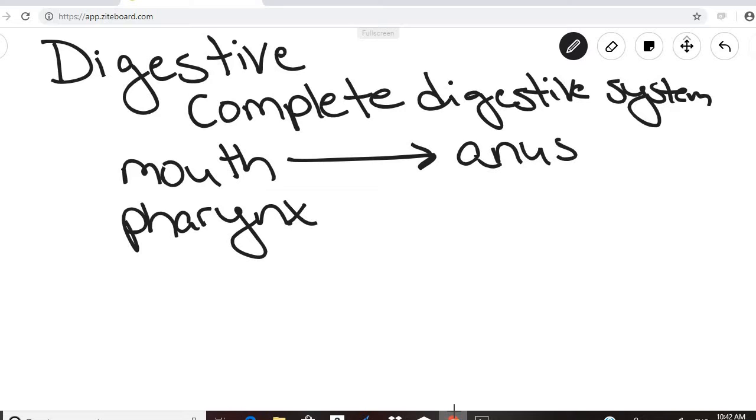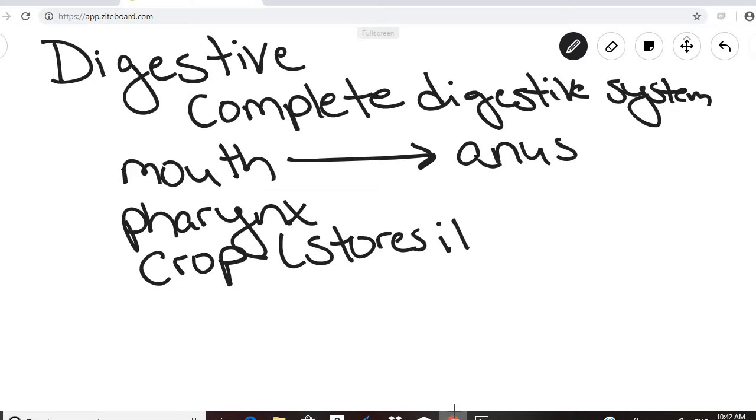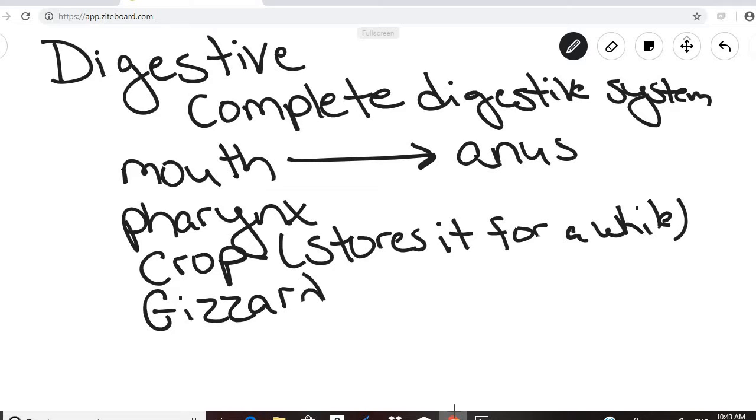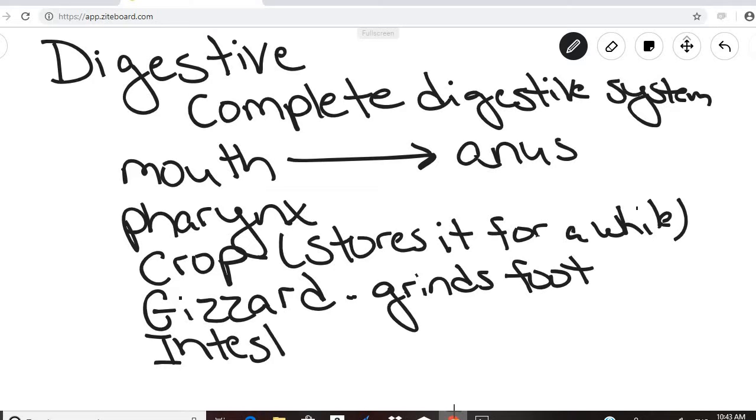And then from the pharynx, it goes into the crop. And the crop just kind of stores it for a while. Then it goes into the gizzard. And when you did your dissection, you saw that the gizzard is a tougher kind of pouch, and what the gizzard does is it grinds the food up into smaller particles, and then it will go into the intestine. So the intestine, as you saw, is the long organ that goes all the way to the back of the earthworm, and it is in the intestine that the food gets absorbed into the bloodstream.